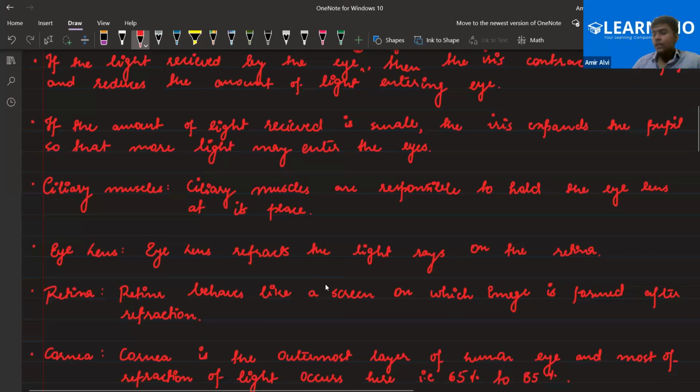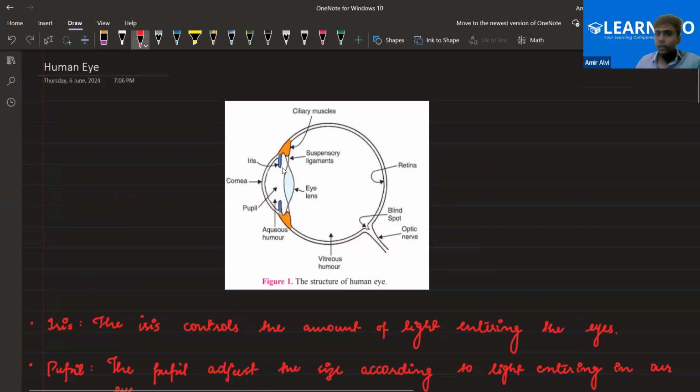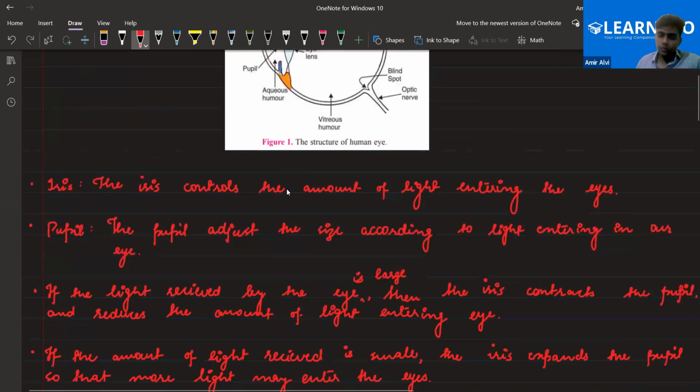What the eye lens basically does is refract the light on the retina. When the light passes through the eye lens, it converges the light rays, because the lens present in our eye is a convex lens, right, everyone? In the figure, it's a kind of convex lens.